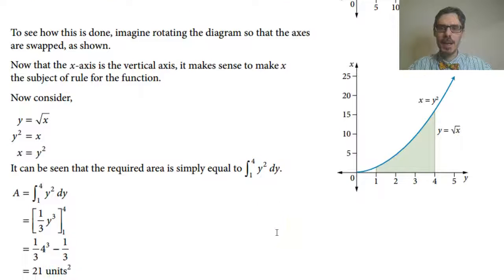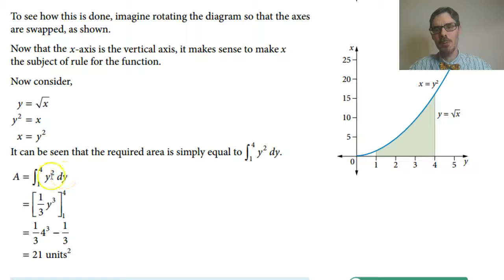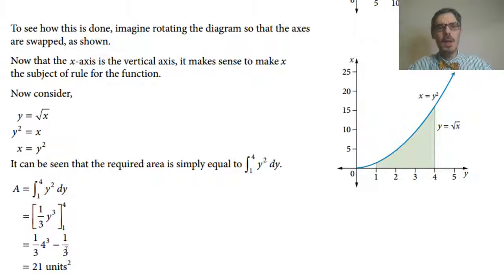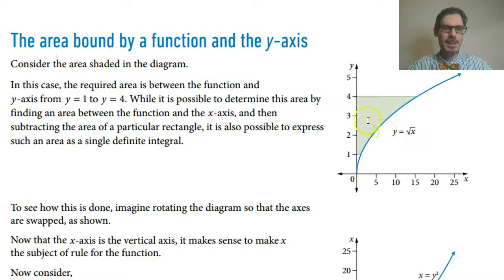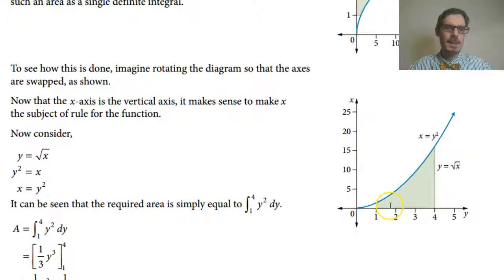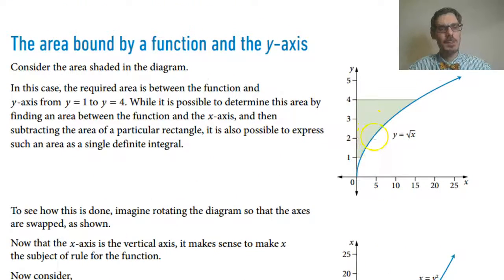And then you just plug in your values as you normally would, just working with y instead of x. You don't actually have to do the graph translation like this. You can work directly with this. You just go y is root x, but I need to integrate with respect to y. So rewrite this as x equals something, in this case y squared, and then integrate y squared with respect to y. You don't actually have to draw the graph the other way. Drawing the graphs the other way is just a way to show you what's happening.